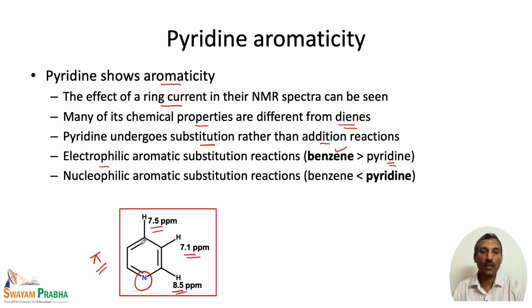But on the other hand, because it is pi deficient in nature, now a nucleophile can easily attack this system. So, that is the reason pyridine actually undergoes nucleophilic aromatic substitutions far better than a benzene system. So, this is how we can understand the pyridine's aromaticity.